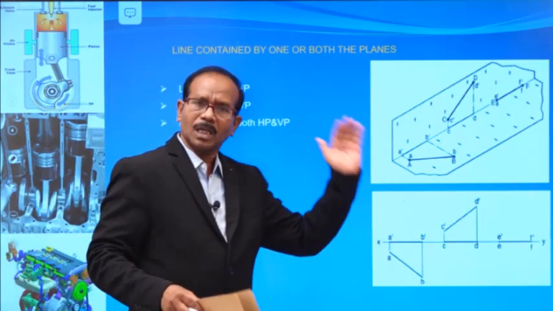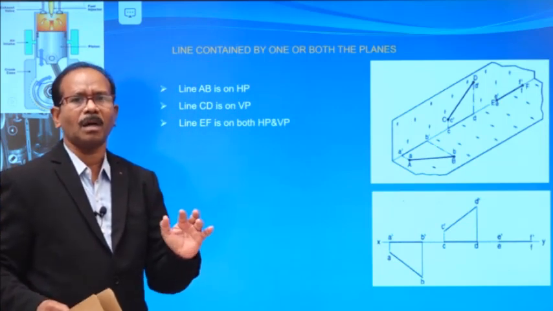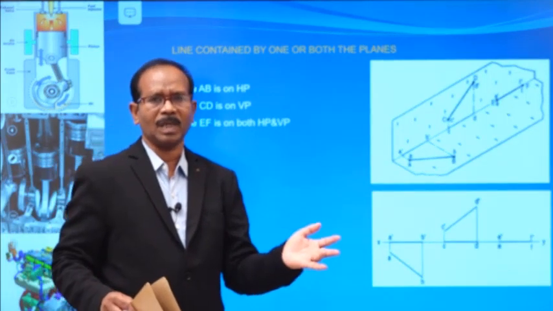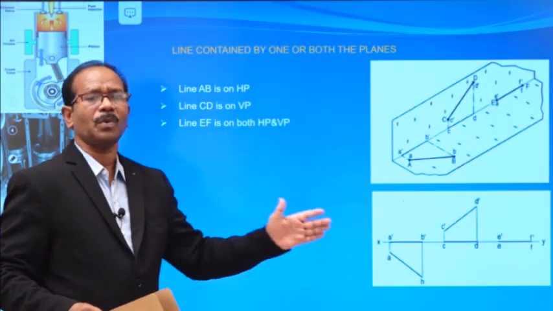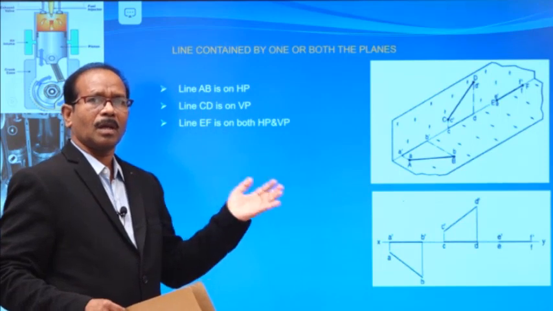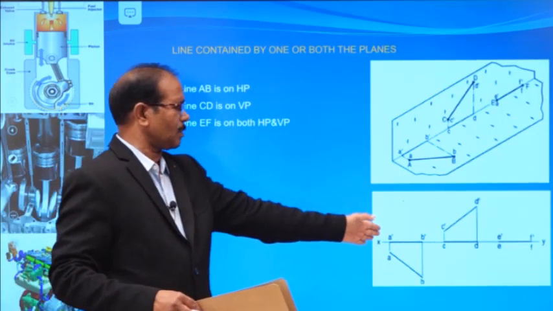Now this is the front view. In the projection of point itself, I specified any point on any plane. For example, a point on horizontal plane, its front view is on XY line. In this case, a line on horizontal plane, its front view is on XY line.